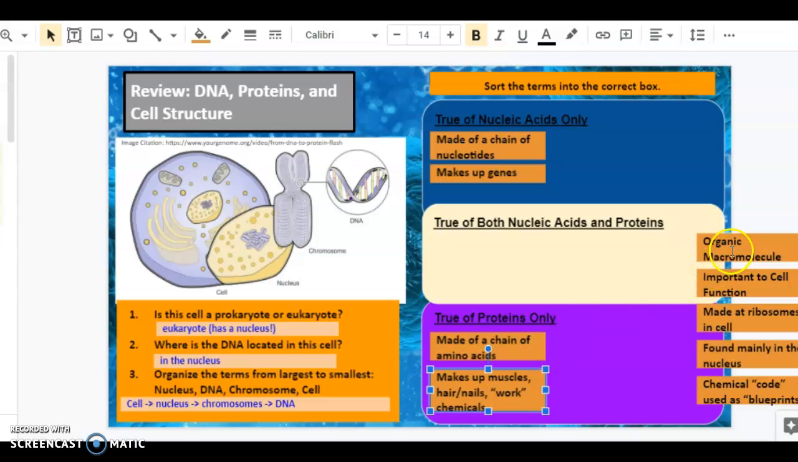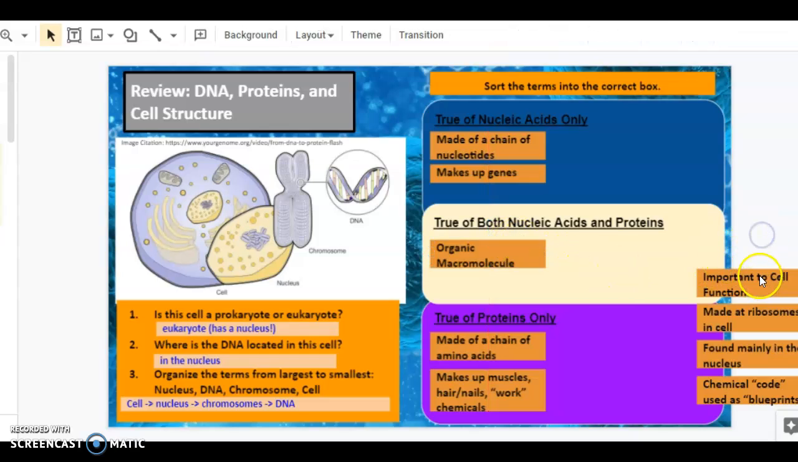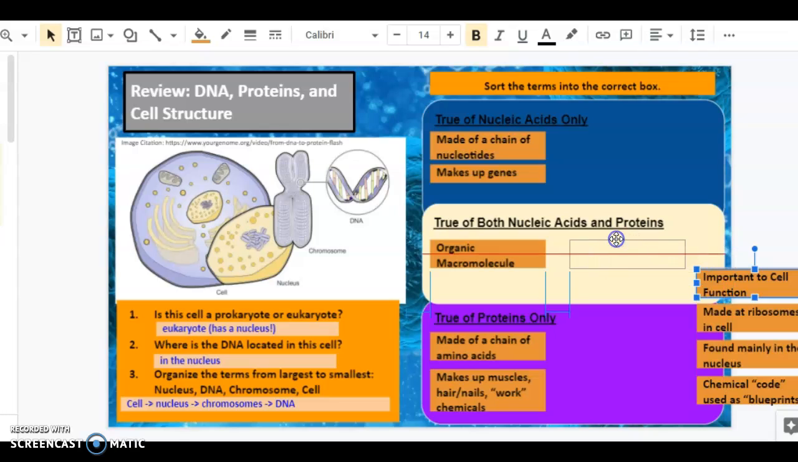Which is an organic macromolecule? They both are. They're both carbon-based molecules made by and used by cells. Which is important to cell function? They both are. Without DNA, the cell can't make proteins, and without proteins, it cannot do its work.